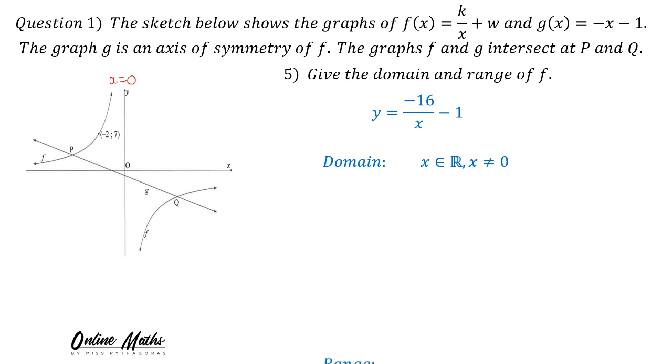And then for the range, remember we read the range from the bottom upwards. But just keep in mind, our graph has a horizontal asymptote which flew in there at -1. So the range will be all the y values. y is an element of the real numbers, but not where you find the horizontal asymptote. So the range is y is an element of the real numbers, but y cannot be equal to -1.